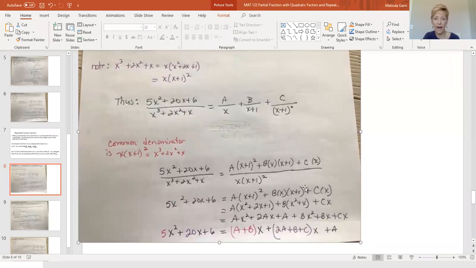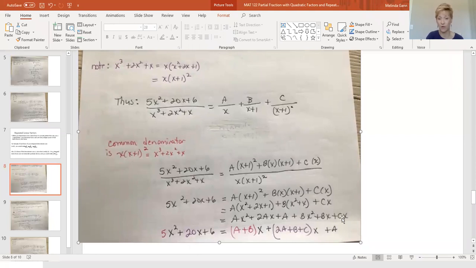And then I multiply it out. I multiplied x plus 1 quantity squared and got that. I distributed my A and got Ax squared plus 2Ax plus A. X times x plus 1 is x squared plus x. Then I distributed the B and got Bx squared plus Bx. And then C times x is just Cx. Then we do the same thing we've done before.